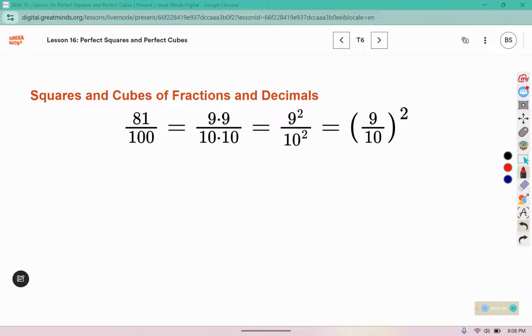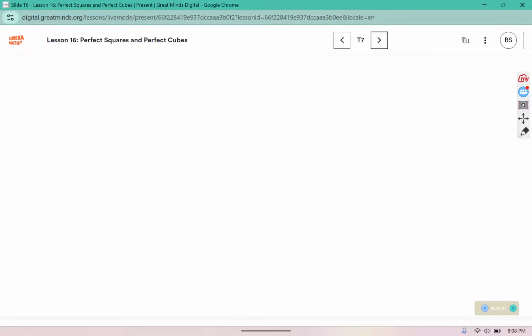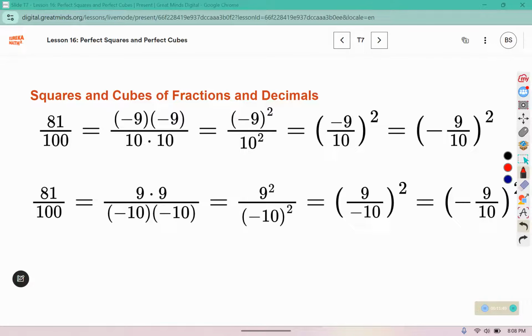But that's not the only way we can get 81 over 100. Here you can see that -9 times -9 is also 81, because remember, two negatives multiplied together make a positive. And then 10 times 10 would make positive 100. So -9/10 squared also gives us 81 over 100, because this negative fraction times another negative fraction would give us a positive.